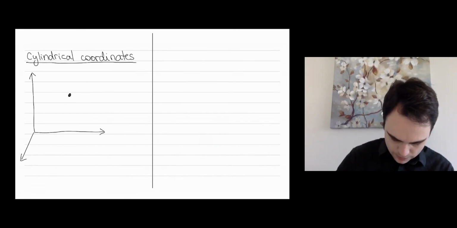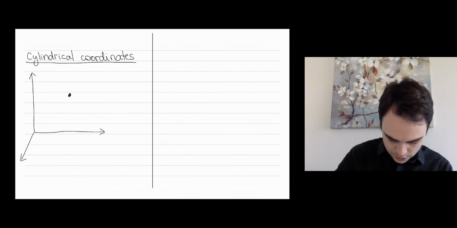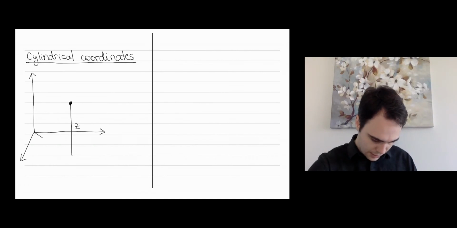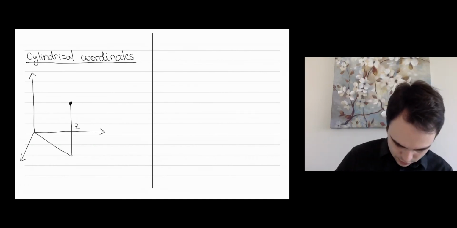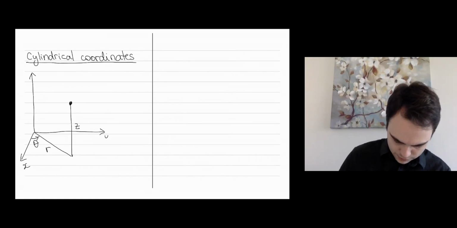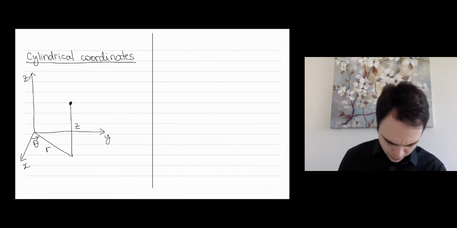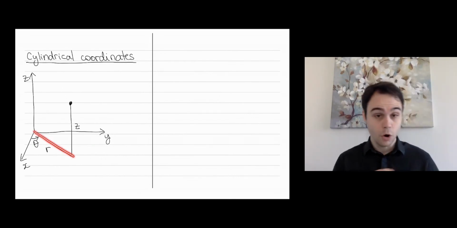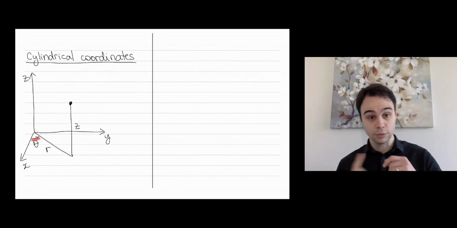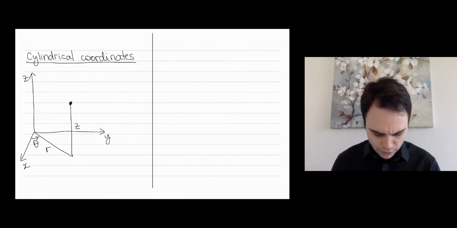If I have a point in three-dimensional space, let me draw it a little bit lower like this. I'm going to describe this point using the height of the point, the distance of the point to the z-axis, and the angle theta around the z-axis. I think I misspoke a second ago. r is the distance from the z-axis, and theta is the angle around the z-axis.